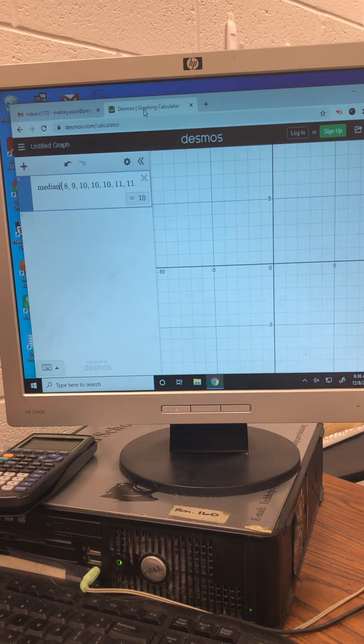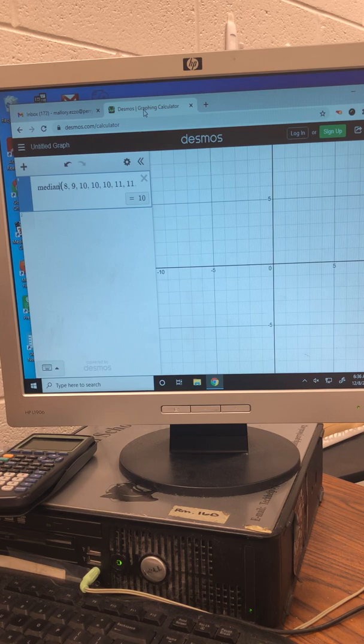Now, for this one, it wasn't that hard to just look at your paper and see what the middle number was. But the reason why Desmos is still helpful is because when you do the median, the data has to be in order from smallest to greatest, which it was in this example. But if it's not, you don't have to take the time and relist it in order. You can just put it in Desmos exactly how it is on your paper, and Desmos will give you the answer. So it is helpful.